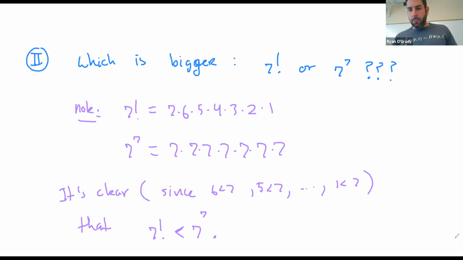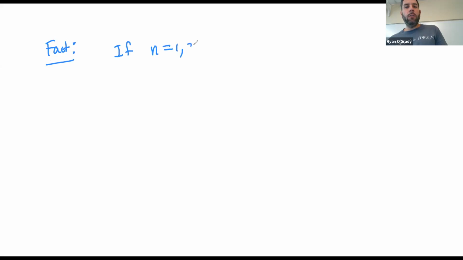So here's an even bigger fact in general that might be of use. Fact. See, by looking at the problem that way, we see a more useful idea. If n equals 1, 2, 3, 4, 5, if it equals any number that is a counting number, then n factorial is always less than or equal to n to the power n.